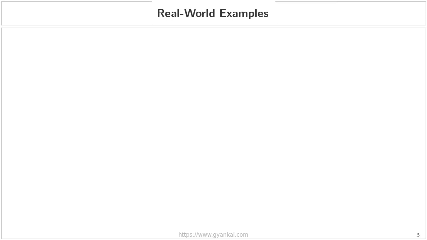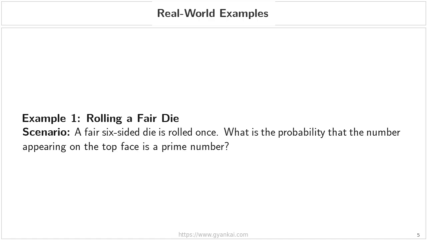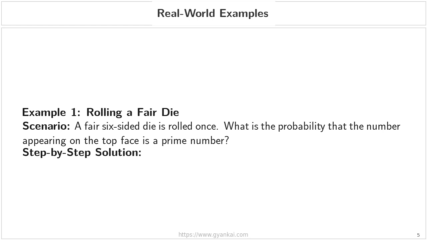Real-world examples. Now that we have understood the theory and the 4-step process, let's put it into practice with our first concrete example. Take a look at example 1, which involves rolling a fair die. Here is our scenario. We are rolling a standard 6-sided die exactly once, and our goal is to determine the probability that the number facing up is a prime number. To solve this, we will follow the 4 steps we just discussed on the previous slide.